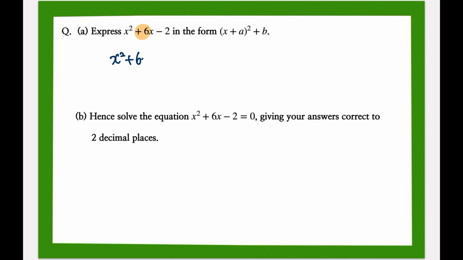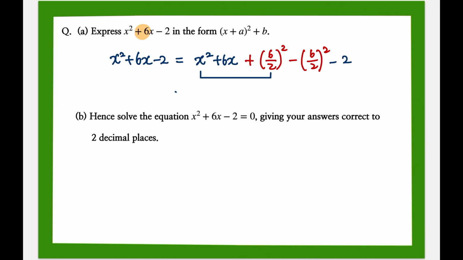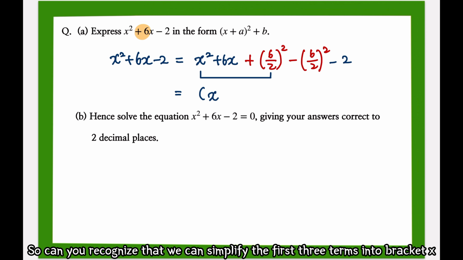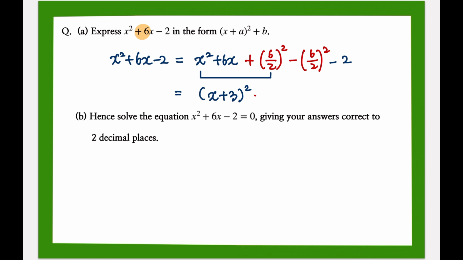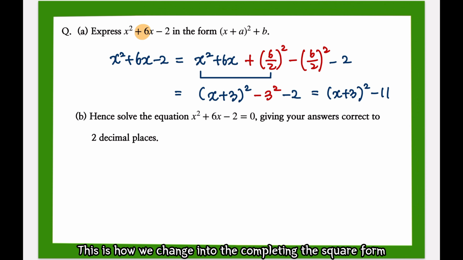So x squared plus 6x minus 2 is equal to x squared plus 6x, half of it and square it. So plus (6 over 2) squared and minus (6 over 2) squared, and keep minus 2. So can you recognize that we can simplify the first three terms into (x plus 3) squared, and keep minus 3 squared minus 2. Try to simplify: (x plus 3) squared minus 11. This is how we change into the completing the square form.